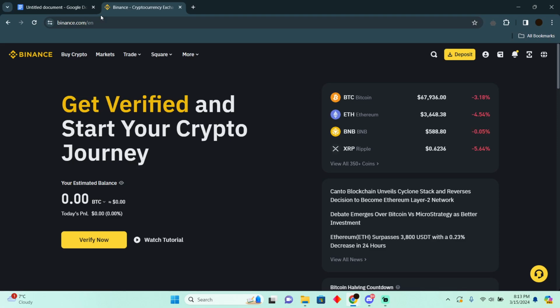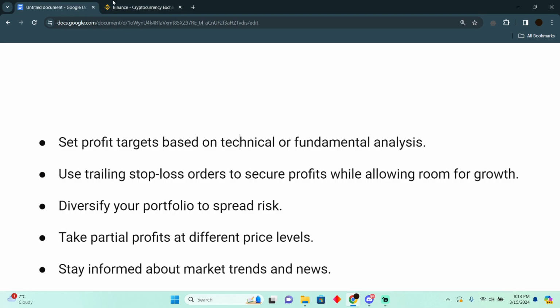Taking profit in a crypto bull run is a pretty easy thing to do. Today I'm going to teach you how you can take profit in a crypto bull run. For that, you have to follow these techniques. The first thing is you need to set a profit target based on technical or fundamental analysis. Just analyze the situation technically or fundamentally and set targets accordingly.